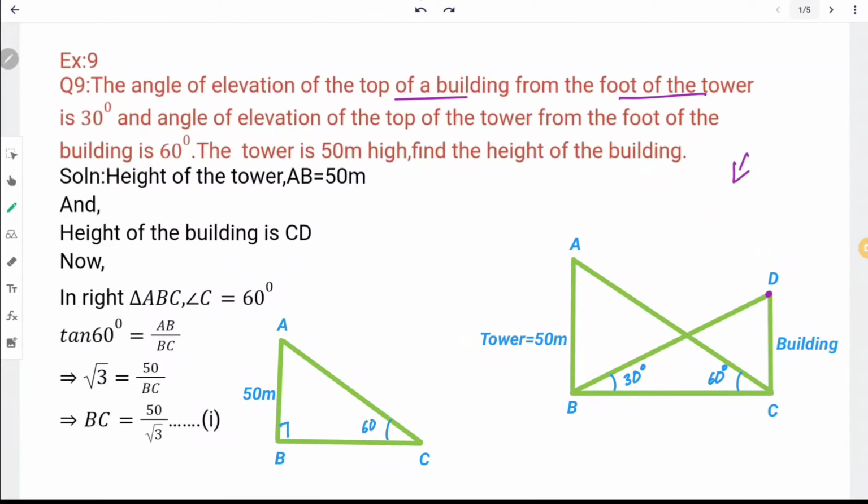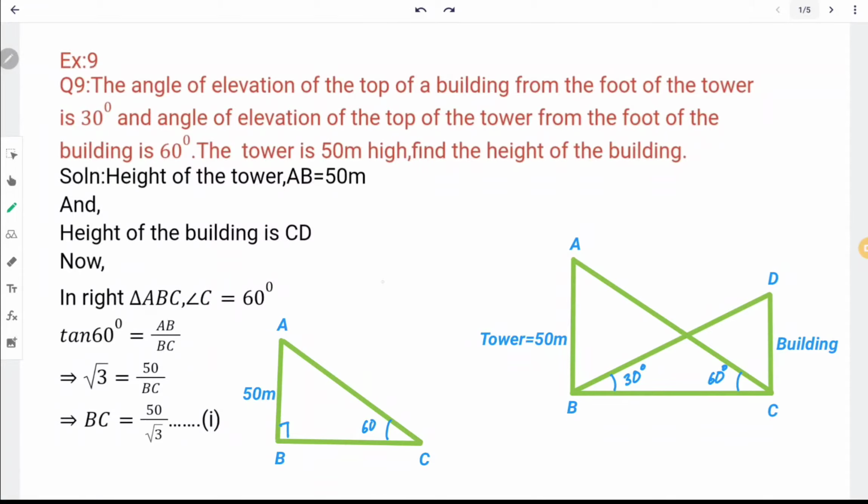Now let's go to the next part of the question. The angle of elevation, once again you're looking up, of the top of the tower. This is the top of the tower, right? From where you're looking, from the foot of the building. So this is the foot of the building and you're looking up like this. It makes an angle of 60 degrees, right? Now the last part of the question: the tower is 50 meters high and we also have to find the height of the building.